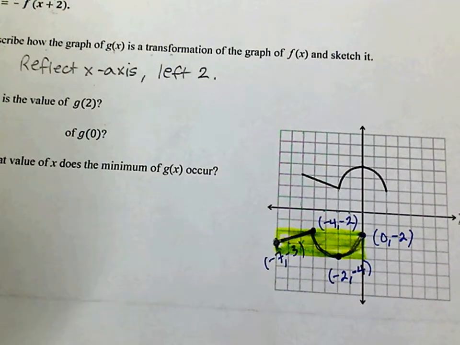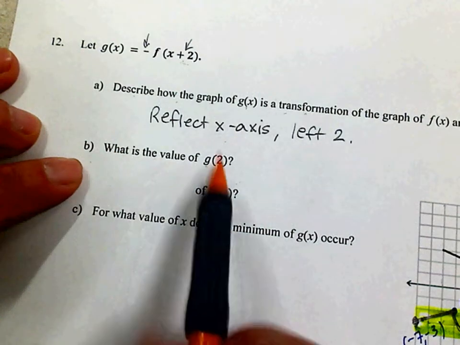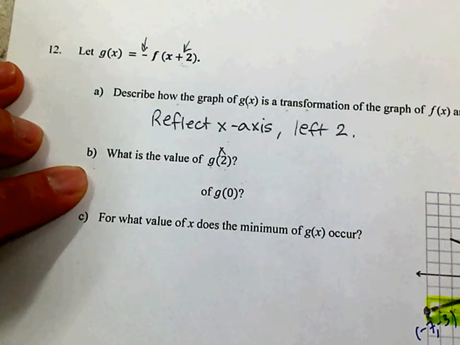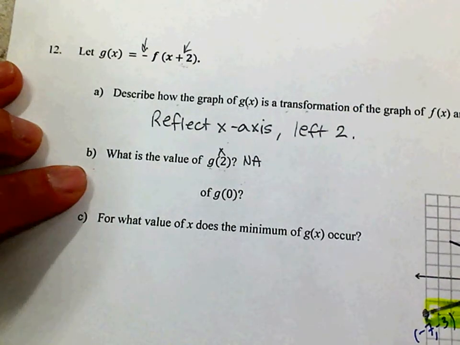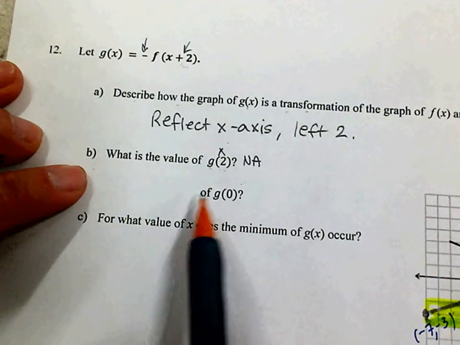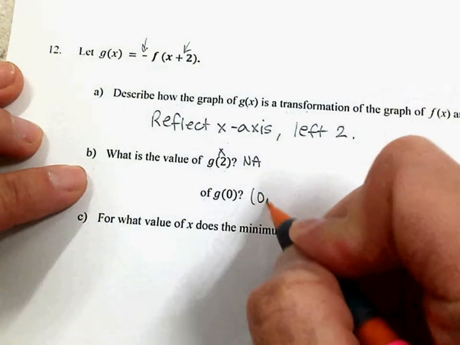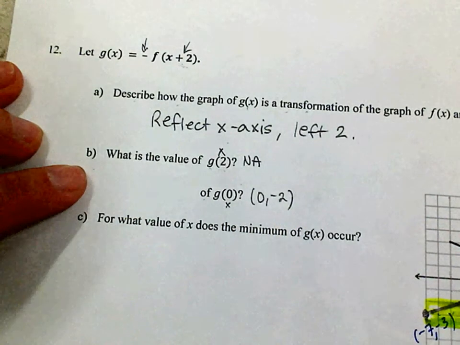Let's answer the question. It says, what is the value of g of 2? Well, that just means when x is 2, what is your y? X is 2. Is there anything? Is there anything at all? No. So this one does not apply. There's not one. See, at 2, there's not a picture, right? What is g of 0? When x is 0, what is your y? -2. So you write 0, -2. See how that's your x? There's your y. Okay? Oops, sorry.